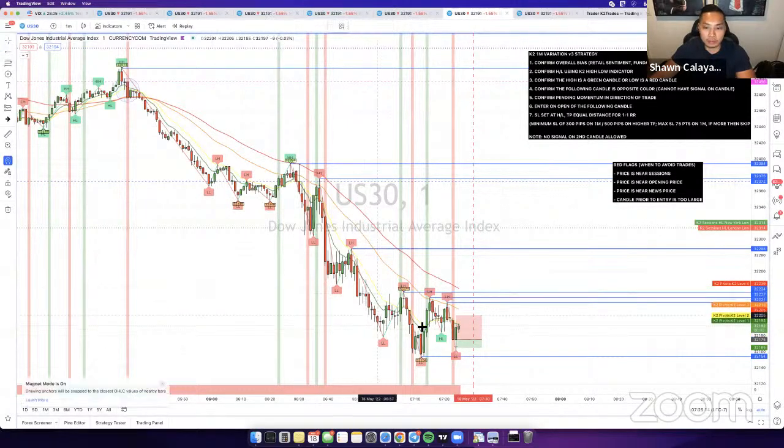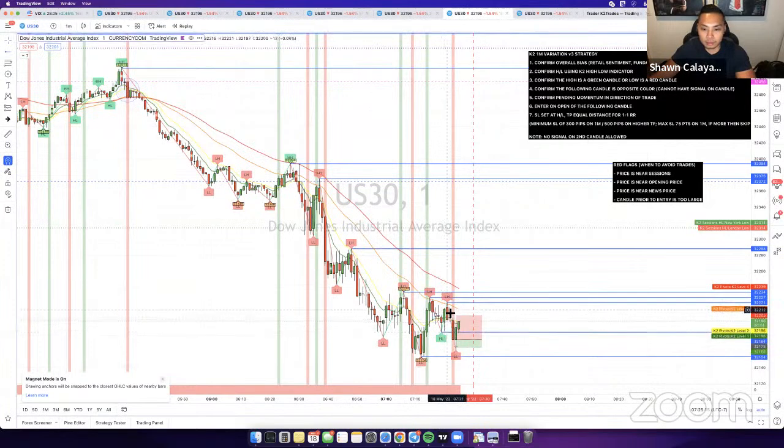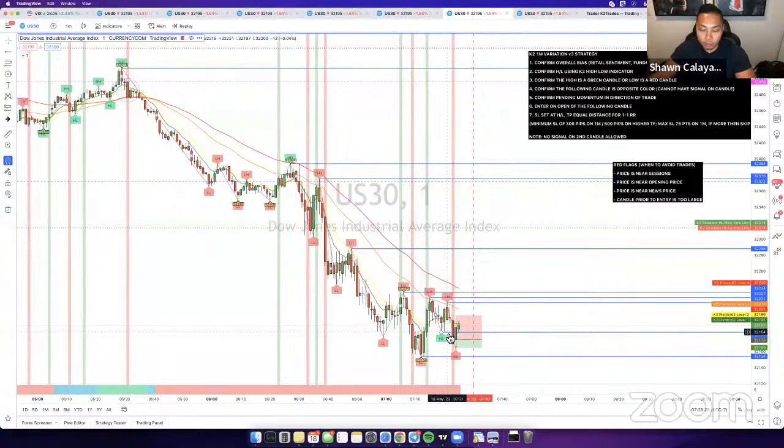Rami's asking if this was a triple confluence. Let me count it real quick. 1, 2, 3. It's not a triple confluence because this low here was never established. There has to be like 5 or 6 candles that pass it. So unfortunately, no triple confluence here. It's just a pivot scalp, which is like one component of the triple confluence.